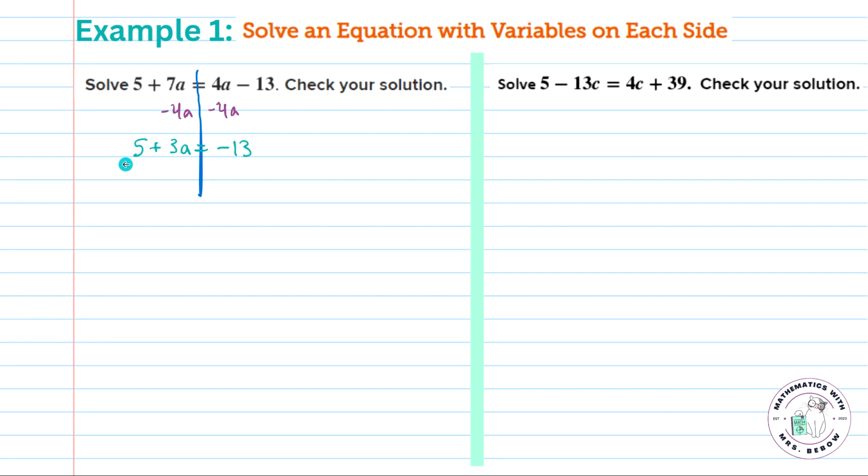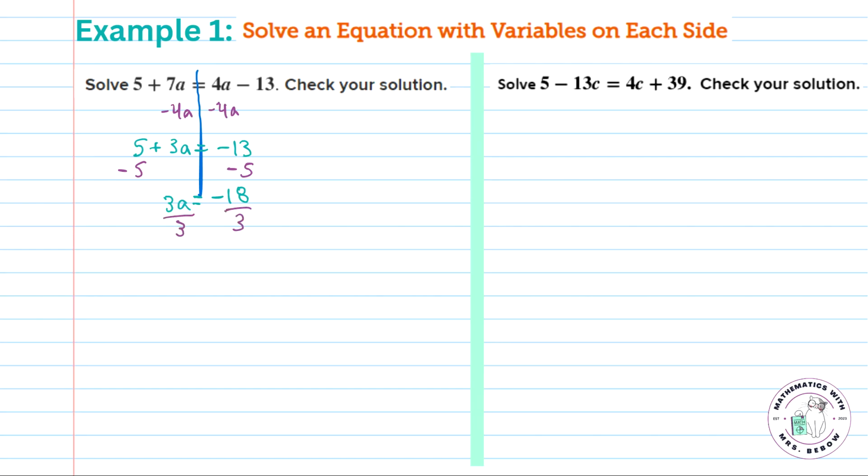This is something you've been practicing for quite some time now. So next, we're going to go through and take away this 5. So we'll take away 5 from both sides of our equation. And I'll have 3a equals negative 18. And then our last step to solve this is to divide both sides by 3.